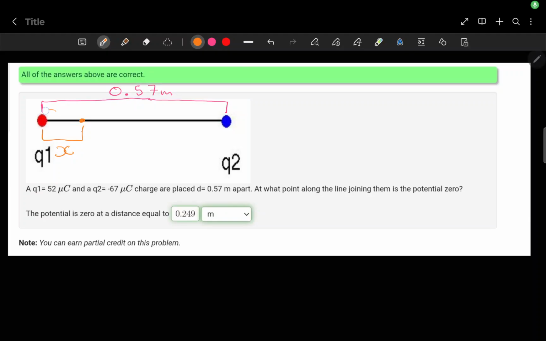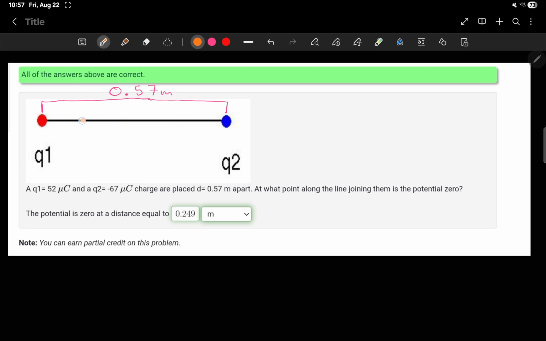So we have the following question. We have two charges and then we have a distance of 0.57 meters between them. And then we're asked to find a point between these two charges along this line here where the potential would be 0. So the thing is, I can choose any point and just assume that that's where the potential is 0. And the only thing I'll have to do is find its distance.